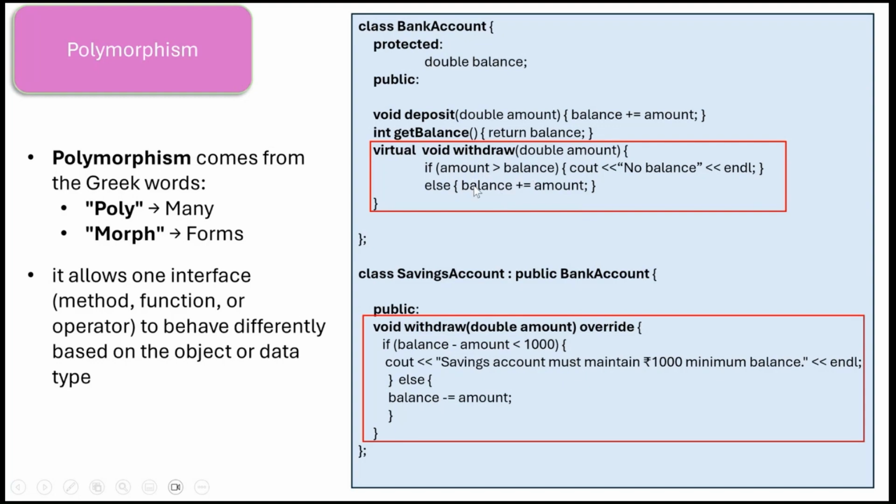And if we create one more class, let's say current account, the withdraw behavior will be different there, right? The polymorphism principle of object oriented programming gives us this flexibility to define the behavior based on the different object types. There are two types of polymorphism: compile time and runtime. We will understand these polymorphism types in detail in upcoming videos. But these are the core four principles of object oriented programming: encapsulation, abstraction, inheritance, and polymorphism.